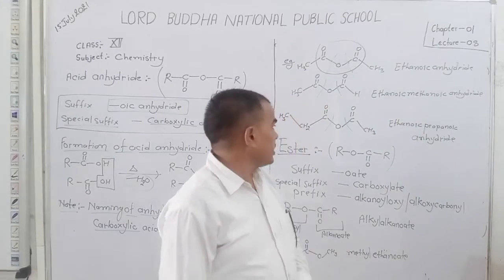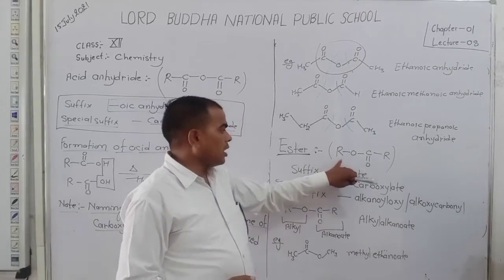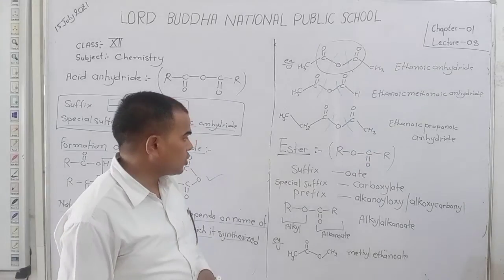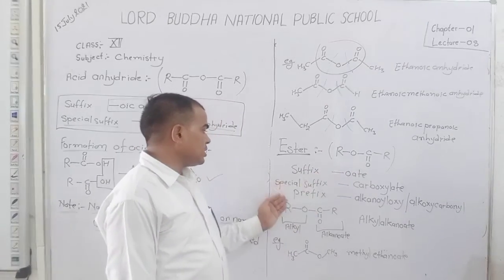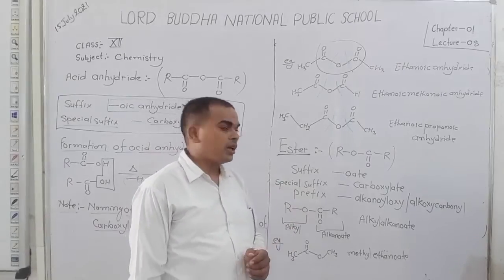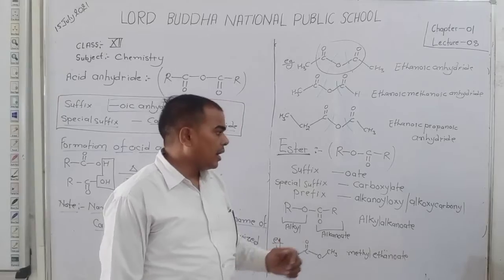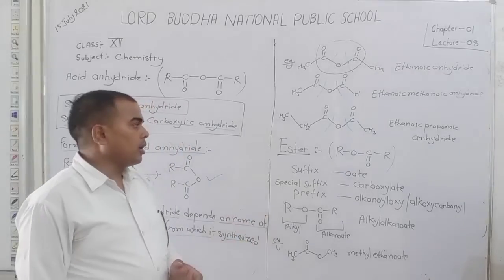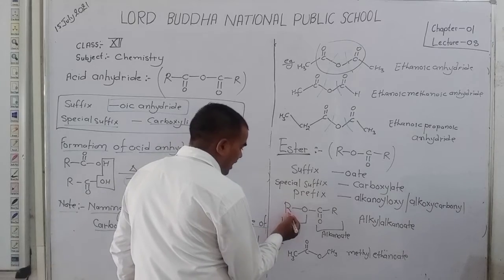Okay, student. Now let's discuss ester. The representation of ester is RCOOR. The suffix of ester is oate, and a special suffix of ester is carboxylate, and the prefix of ester is alkyloxy or alkoxycarbonyl.